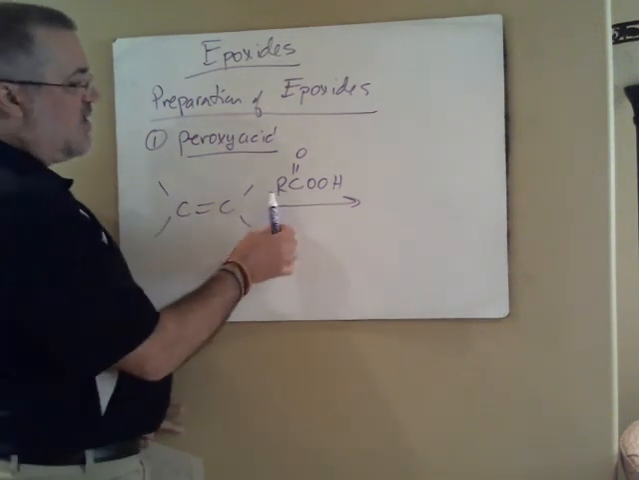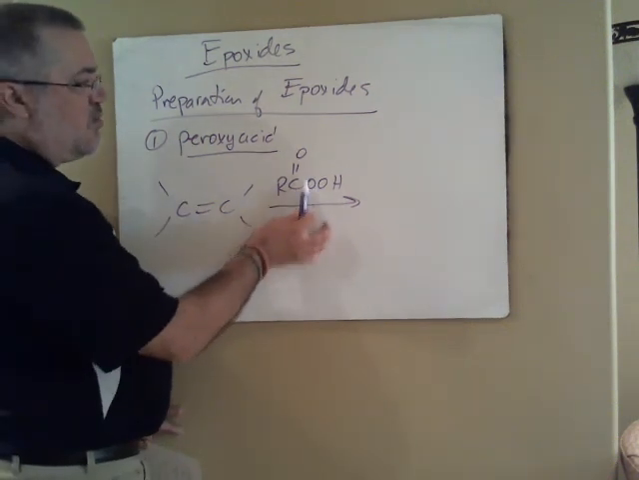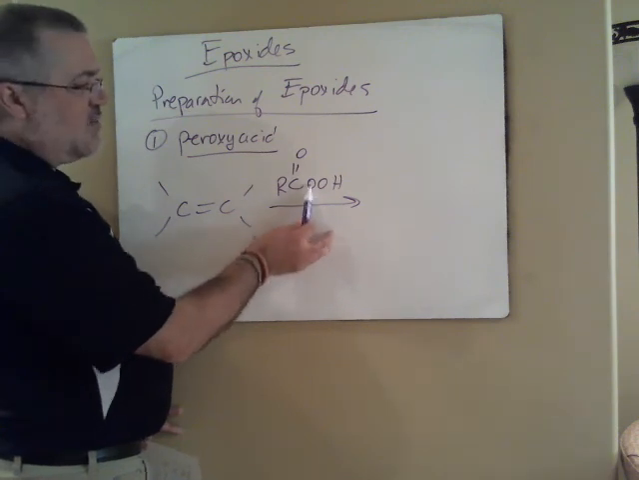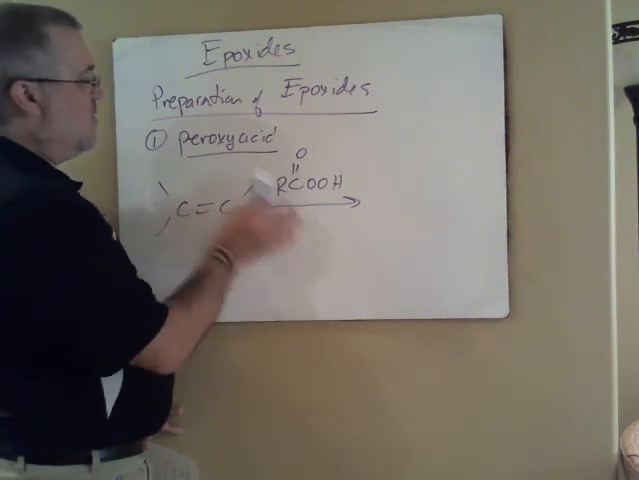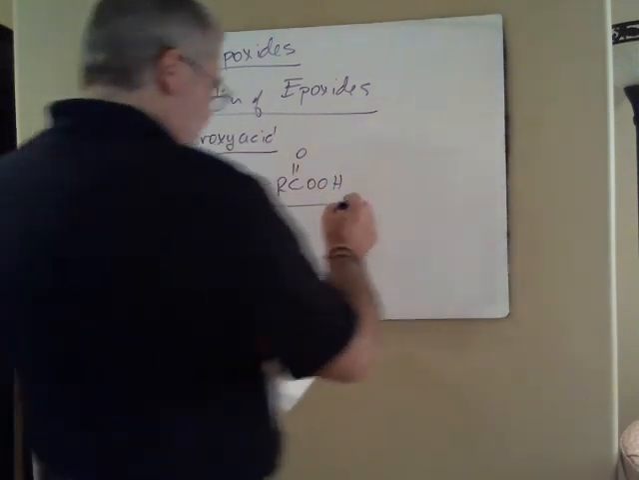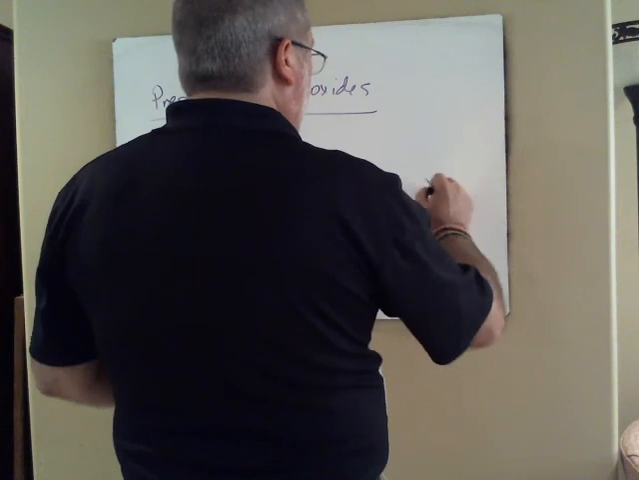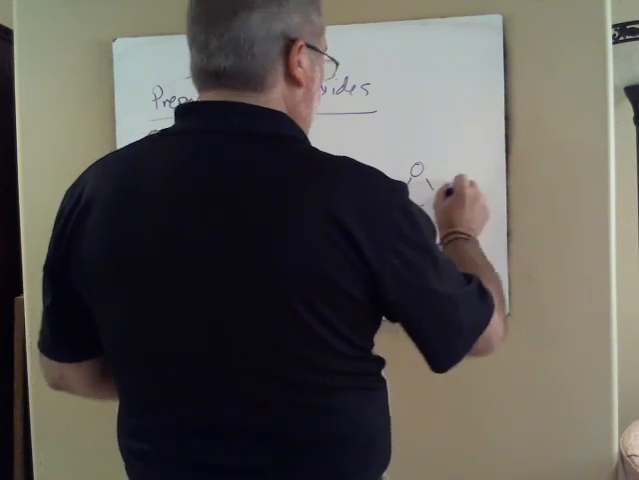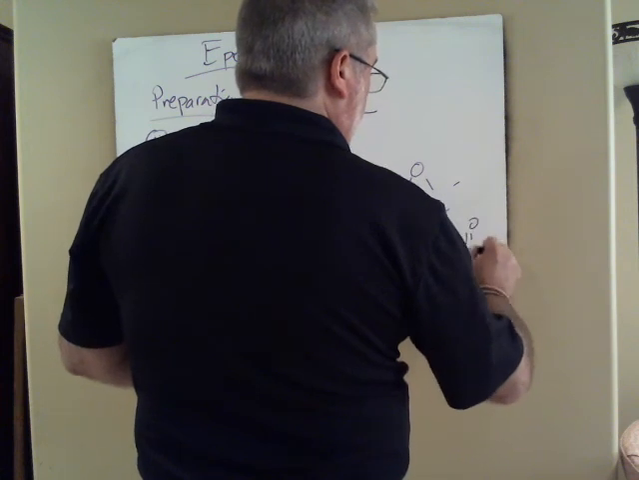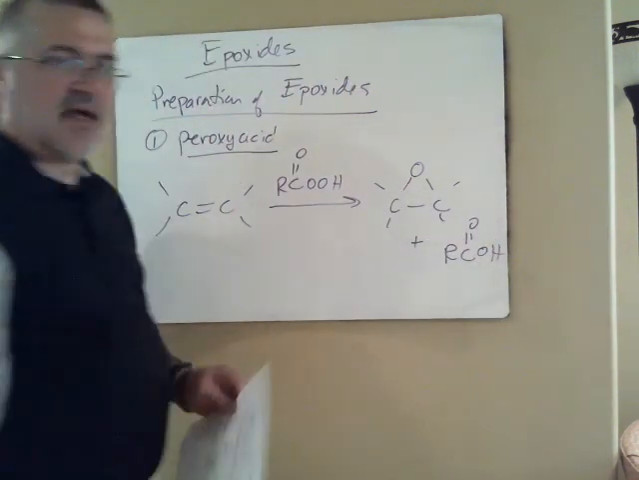Sometimes you saw it as RCO3H, or drawn out like this. It's just a carboxylic acid with an extra O in there. So it's a peroxy acid. And when you do that, it's a concerted mechanism, remember, that gives us this epoxide, plus it gives you the carboxylic acid as the byproduct, but that's only important if you're doing a mechanism.